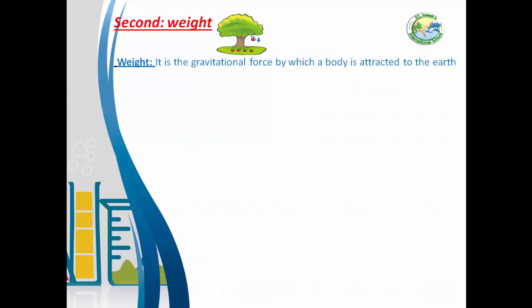So we can say that weight is the gravitational force by which the body is attracted to the earth. Weight is the force which attracts the body to the earth's surface. The effect of weight is always directed towards the center of the earth. So weight is the force that attracts objects to the center of earth.